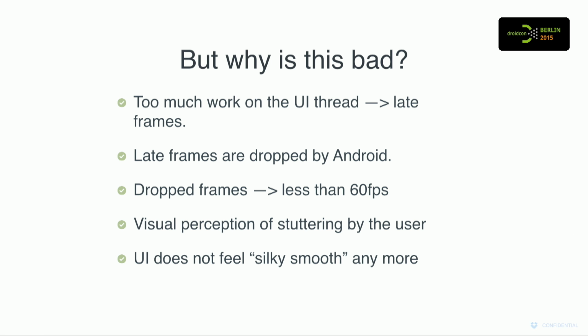But why are dropped frames bad? Well, they're bad because if you do too much work on the UI thread, then they're late, and the Android framework will just drop them instead of trying to render them late. And when you have dropped frames, you have less than 60 frames per second. Then there's a perception of stuttering by the user, and you get that little jagginess when you're scrolling in a list view or view pager or whatever.